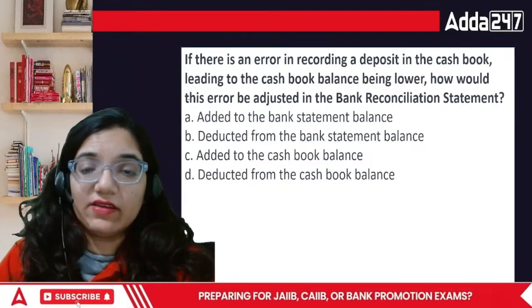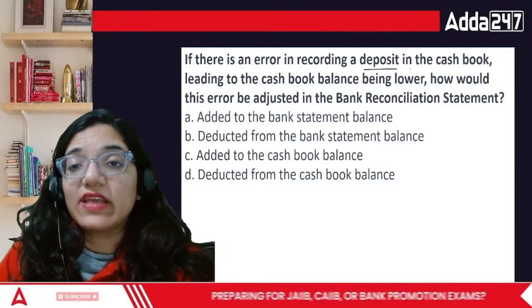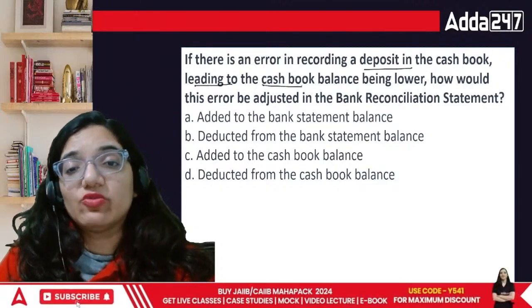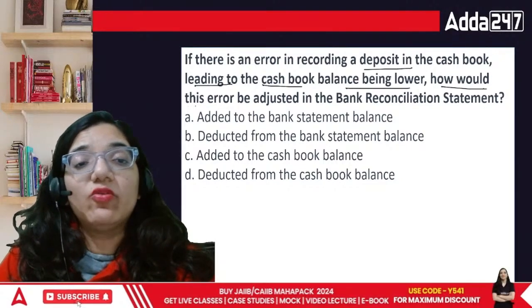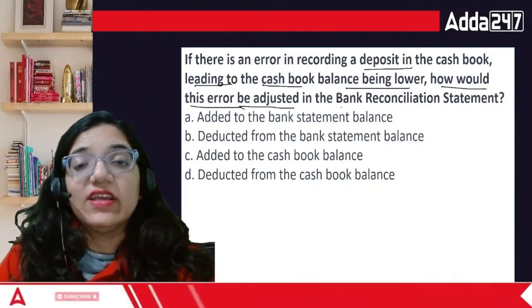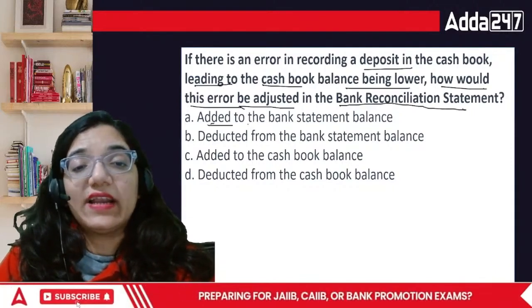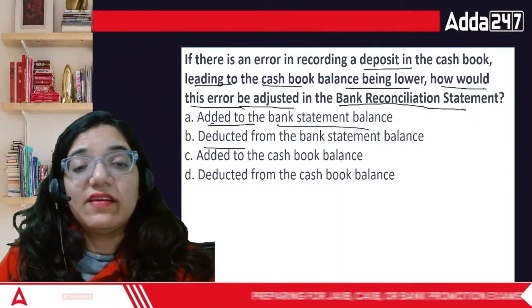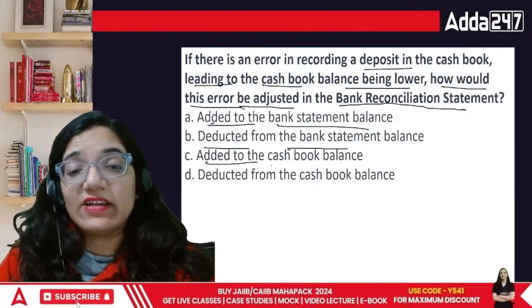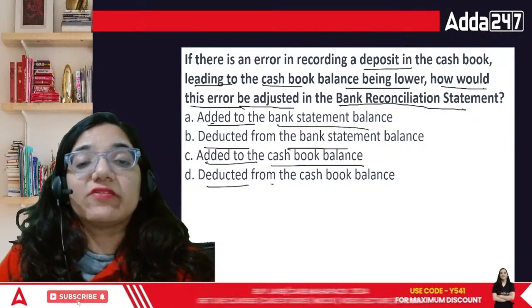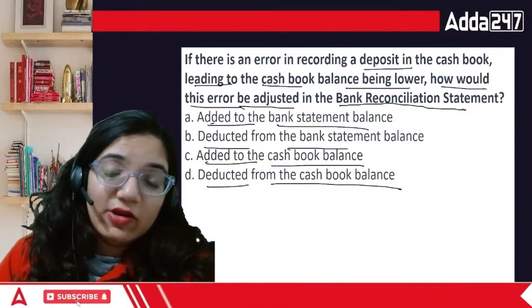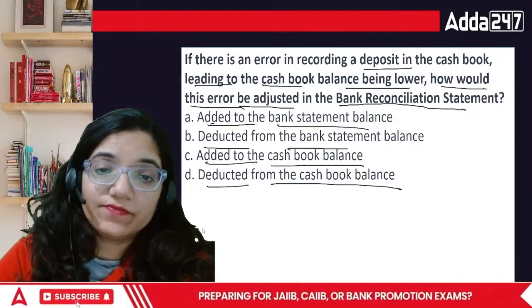If there is an error in recording the deposit in the cash book leading to the cash book balance being lower, how would this error be adjusted in the BRS? Added to the bank statement balance, deducted from the bank statement balance, added to the cash book balance, or deducted from the cash book balance? Where would you put it, everyone?